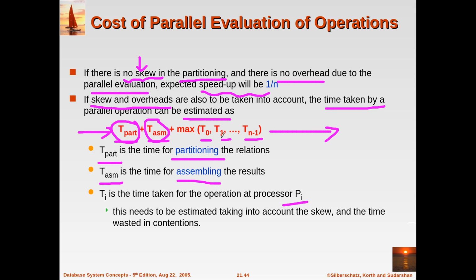So maybe some processor, if it is having skew or overhead, will be taking more time. Some other processor, if it is having less skew or a smaller number of tuples available, will be taking less time. So in order to evaluate the total time taken for the completion of the entire operation, we will consider the maximum among all these times. Whichever processor is taking more time for completing the task, that will be considered here.